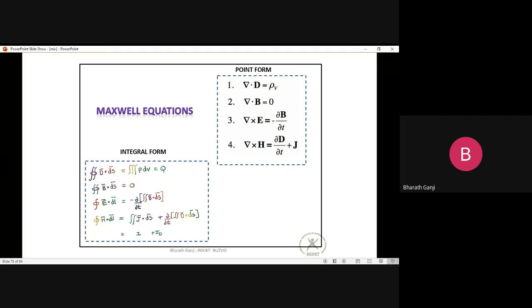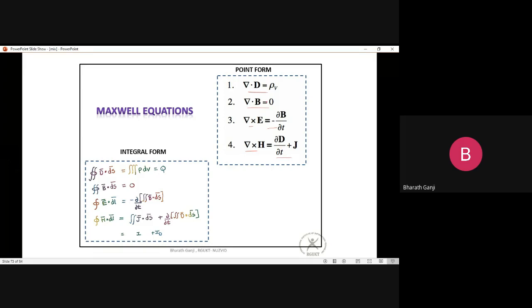So the first one is nothing but Gauss law. It says that if at any point there is a divergence of your displacement vector, there should be a charge there. And magnetic fields are always in loops, there are no point charges, so that is del dot B equal to 0. And this is Faraday's law, and the other one is Ampere's law, which is corrected by Maxwell.